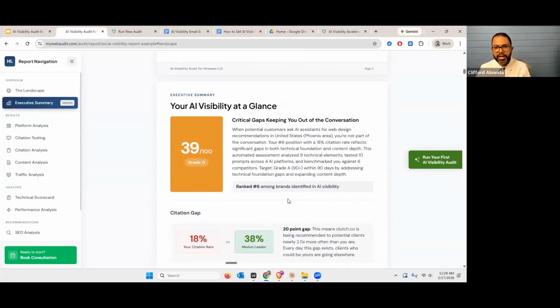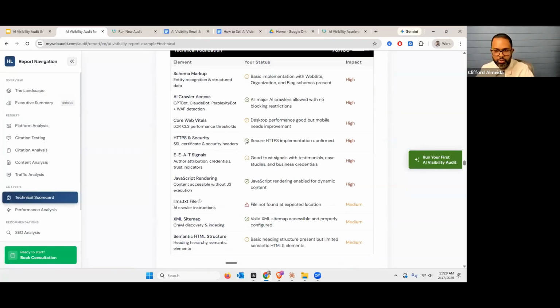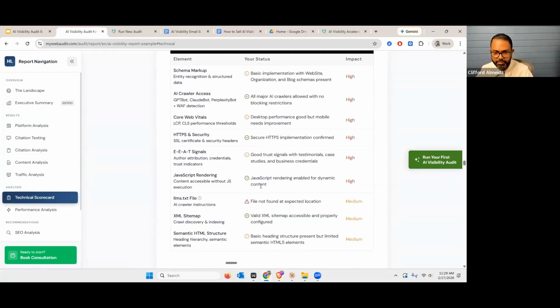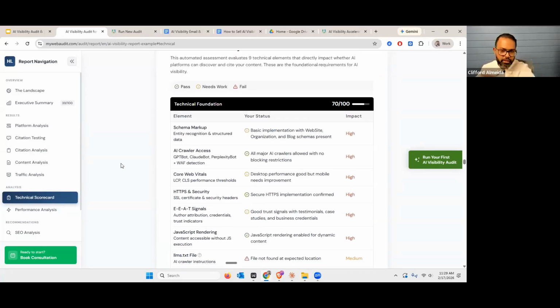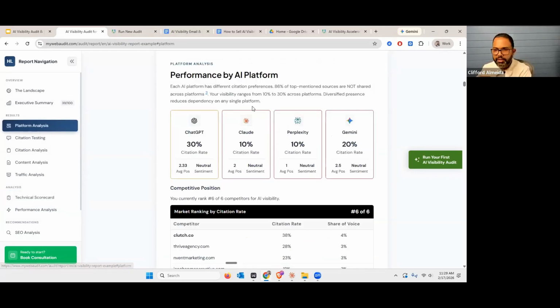We then have an AI visibility score, and that is based off of two core elements. The first one is going to be this technical scorecard, which is the foundation stuff we talked about. Issues with JavaScript, XML sitemap, proper semantic HTML, page speed, all of that. I won't cover this in tremendous detail, but that's what the first part is. The next part of it is going to be how well you perform across these different platforms.